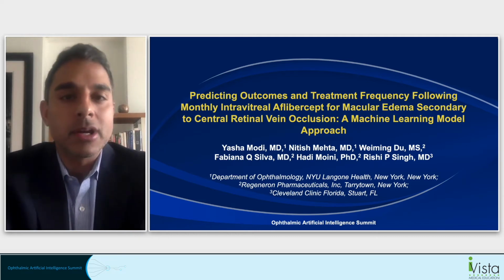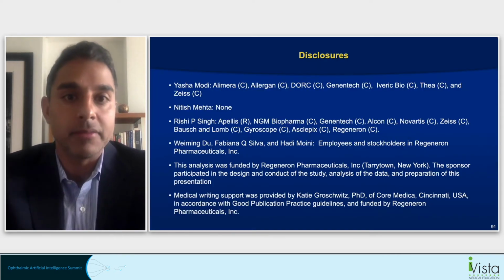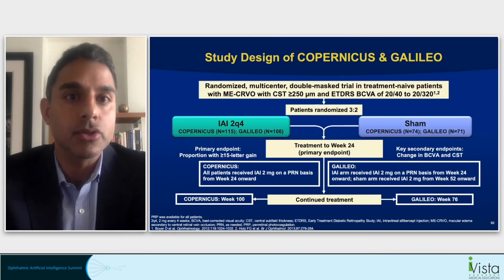So we're going to be talking a little bit about predicting outcomes and treatment frequencies following monthly intravitreal aflibercept for macular edema secondary to central retinal vein occlusion. This was a joint project that Dr. Singh, Dr. Mehta, and I did with the research team at Regeneron, and here are disclosures.